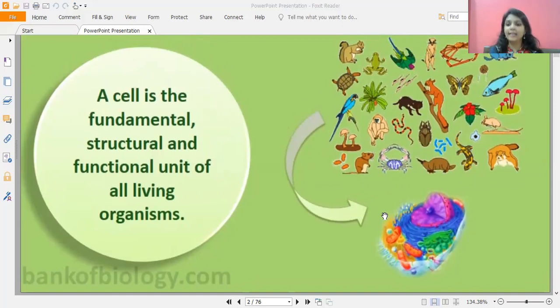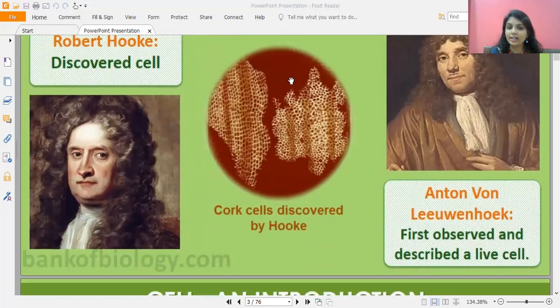Next, who was the one who discovered the cell? The cell was first observed by Robert Hooke. But let me tell you, Robert Hooke did not see a living cell. What he saw were the bark cells. Can you see the center diagram in red? The honeycomb-like structure, which were the bark cells, are nothing but dead cells.